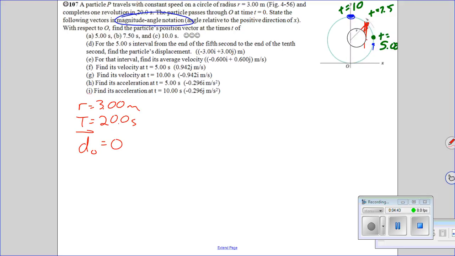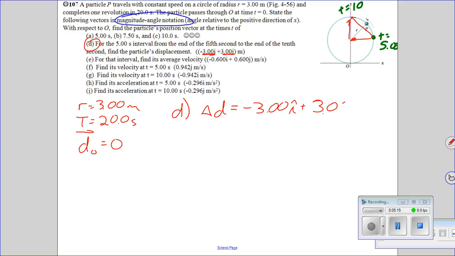Question D wants to know the displacement from 5 to 10 seconds. Well, look, you're just going back 1 radius and up 1 radius. So for part D, we just found our change in position, and we got negative 3.00 i plus 3.00 j, and that's all in meters.